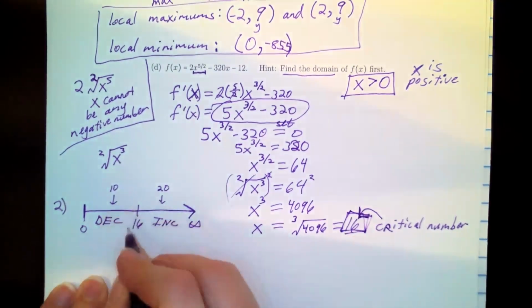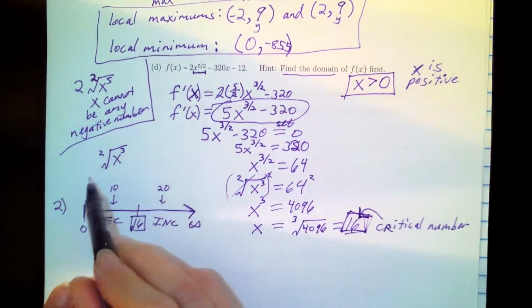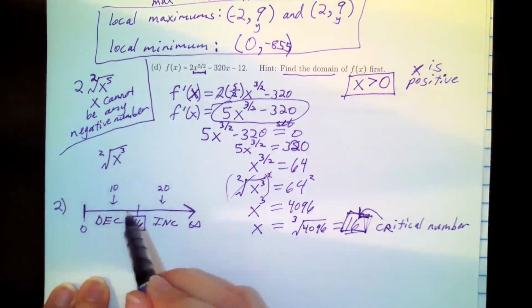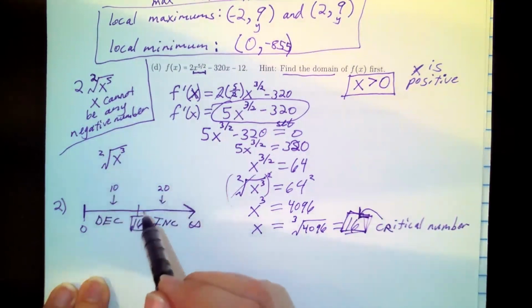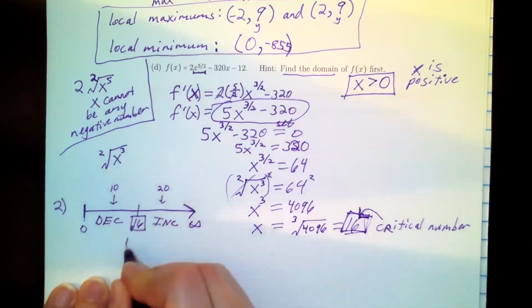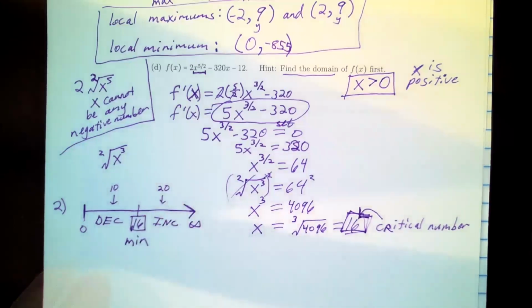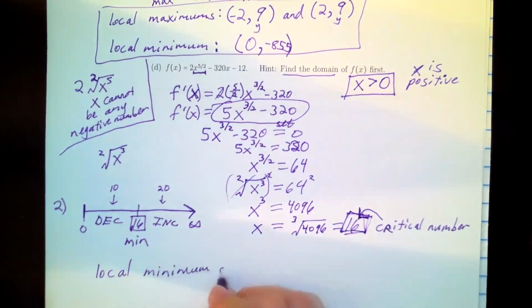So when I come over here, do I have either one of those things happening? I have that my function is decreasing, it's going down on the left of 16, and it turns around and it's going back up on the other side. Down on one side, up on the other. That means it's got to be a bottoming out. There's got to be a minimum corresponding to x equals 16. So let's write it out. We have that there is a local minimum at x equals 16.